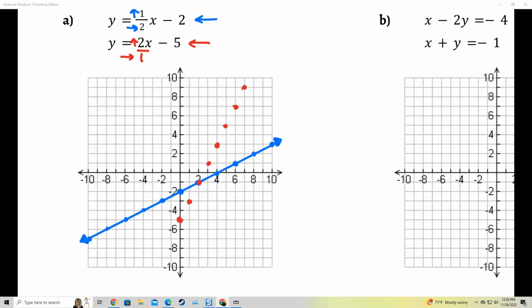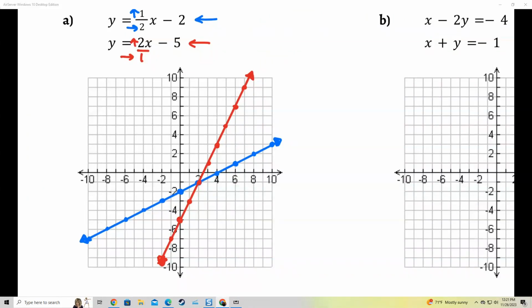And then once I'm done with that one, I'm going to go in the opposite direction. I'm going to go down 2, left 1, down 2, left 1, and that's as far as I can go. We're going to go ahead and get a straight edge. We're going to connect those dots. You get a graph that looks like that.